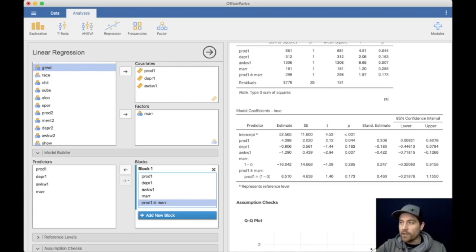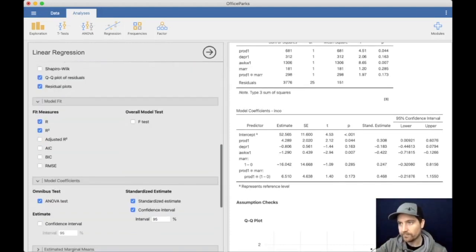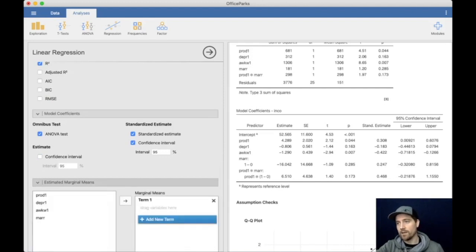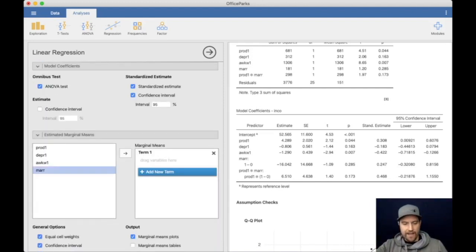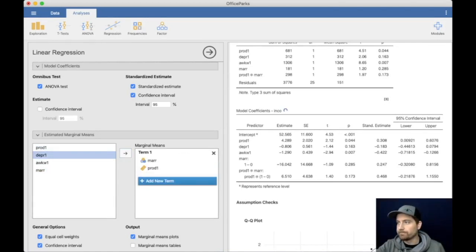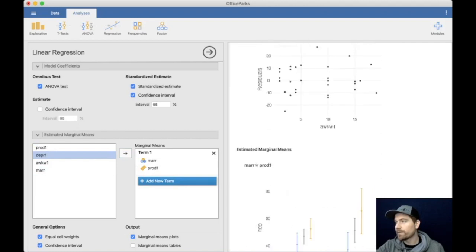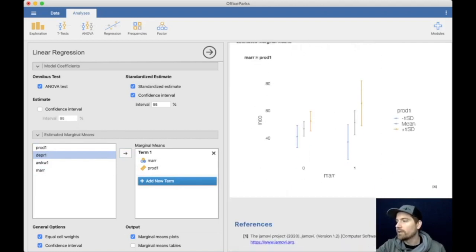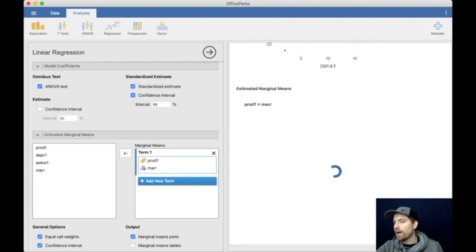The best way to really interpret what an interaction means is to look at a figure. We're not going to talk about these values. We're going to come down to the estimated marginal means. What I want to add is both of these. So I'm going to select both of those again and bring them over. At the bottom here, we're now going to have a plot. What I recommend is if you have a continuous variable, that it be the top one. So I'm going to scoot that up. It's going to change the plot.